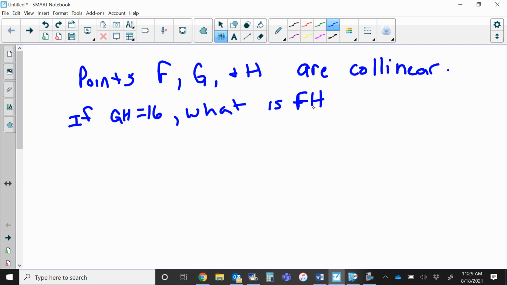And yes, it would be a segment. When they give that to you, why do we know that that's a segment? Come on, bigger than that. If GH was a line, what could we not give it? We can't give it a length, because the line would be what? So you automatically know that that has to be a segment, because that's the only thing that we can measure. Follow the logic on that? All right, so what is FH?